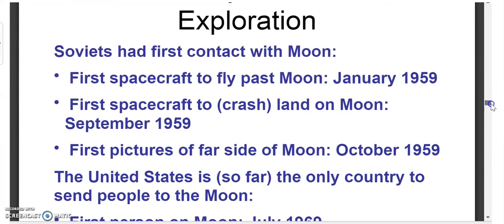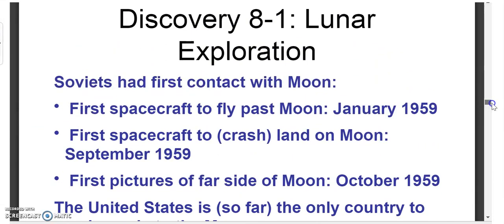All right, moving on. The former Soviet Union, which of course is now the Russians, was the first to make contact with the moon. For the most part, they just crashed. The first thing was a flyby back in 1959. This kind of stuff actually launched the space race between the United States and the Soviet Union.